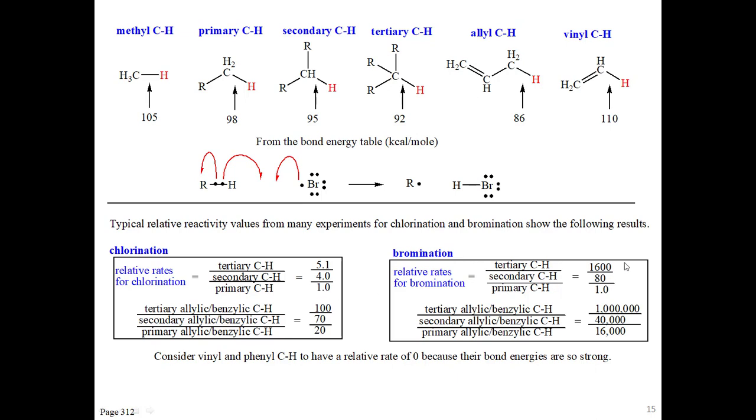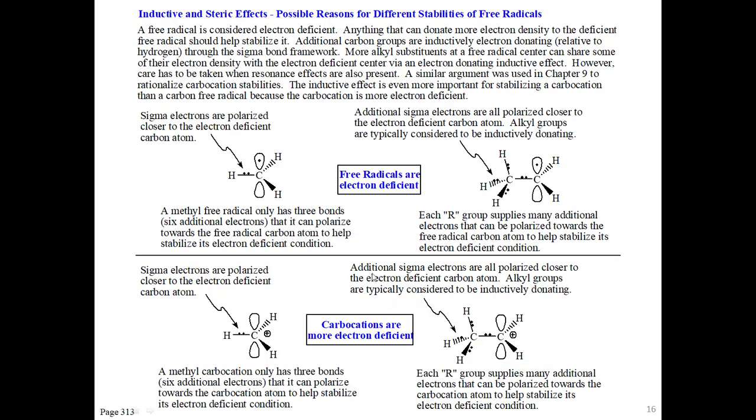If we come over and look at bromination, much more selective. So here's tertiary. It's about 1,600 times more reactive than a primary. And the secondary is about 80 times more reactive than a primary. And if we were to put in the tertiary or allylic, a tertiary allylic benzylic, about 1,000,000 times. So you can see the allylic and benzylic are super reactive, even over the tertiary up here. But mainly we're going to stick to these guys here pretty much. Okay. And then we're going to consider vinyl and phenyl, that they don't react. They're just too slow.